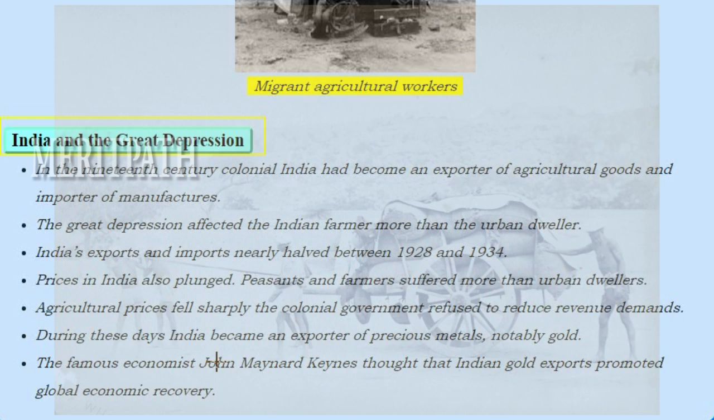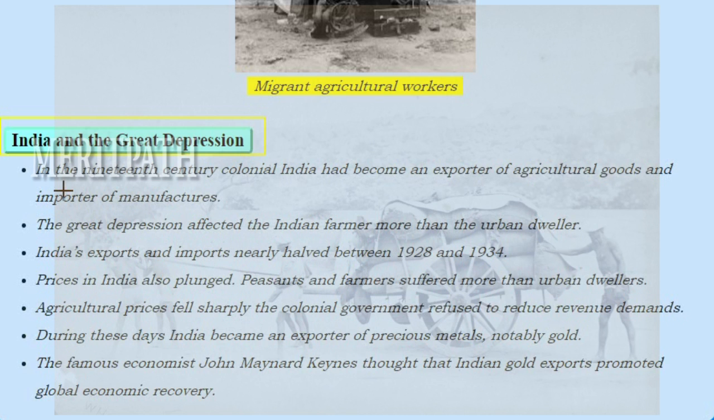Agricultural prices fell sharply. The colonial government refused to reduce revenue demands. During these days, India became an exporter of precious metals, mainly gold. The famous economist John Maynard Keynes thought that Indian gold exports promoted global economic recovery.